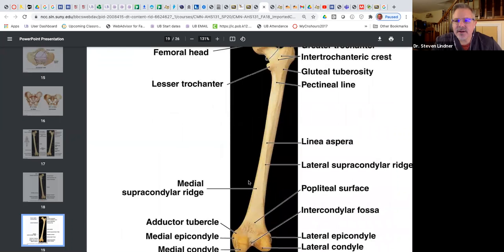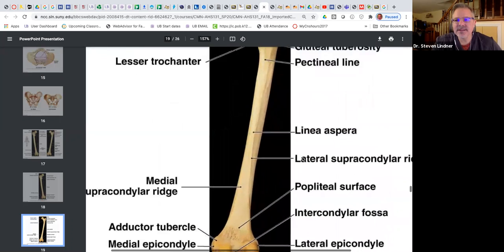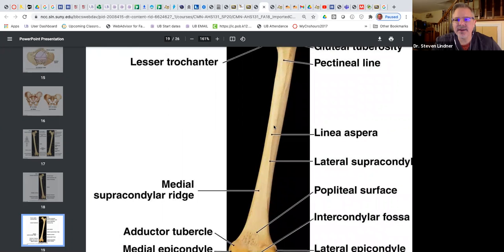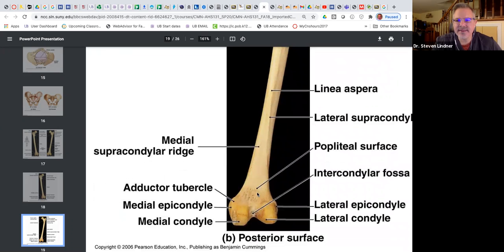Okay, let's take a closer look at that linea aspera on the posterior side. Again, you can see that ridge on the back. The depression behind the knee is called the popliteal surface. When you hear the word popliteal or popliteal fossa, it's the depression behind the knee. Okay, you can see a nice look at the lateral and medial condyles.